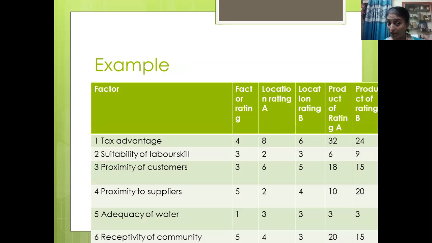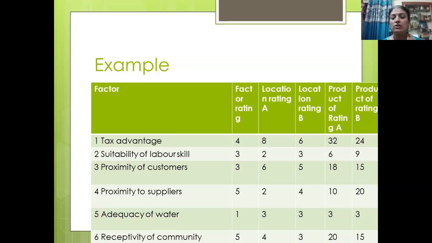This theoretical aspect can be understood more clearly with the help of an example. In this example, there are factors like tax advantage and suitability of labor skill. Then comes the proximity of customers, how near you are to the customer. Proximity to suppliers means how near you are to the suppliers. Then comes the adequacy of water, then receptivity of community. These are the factors.